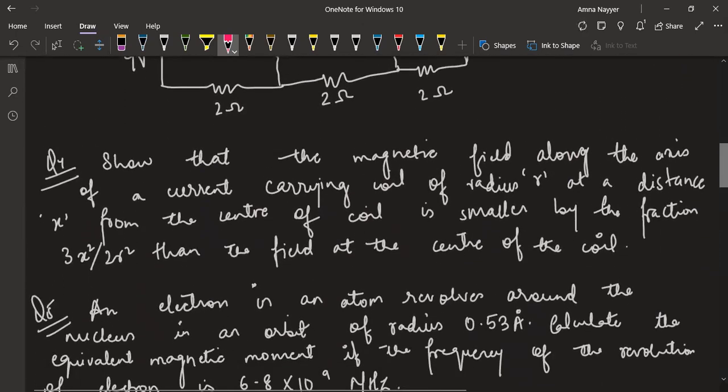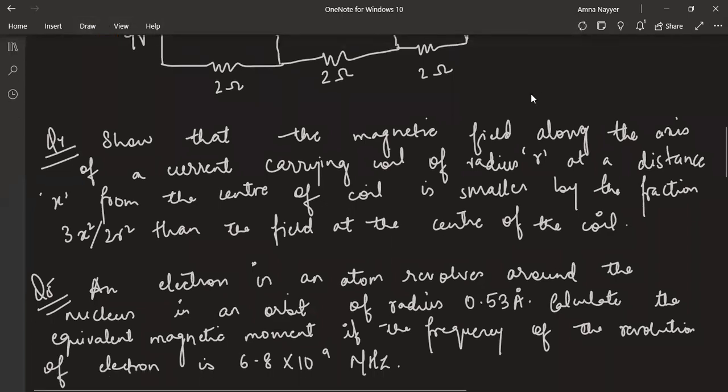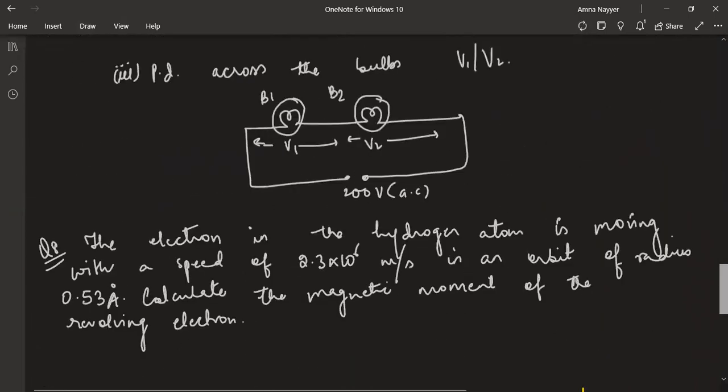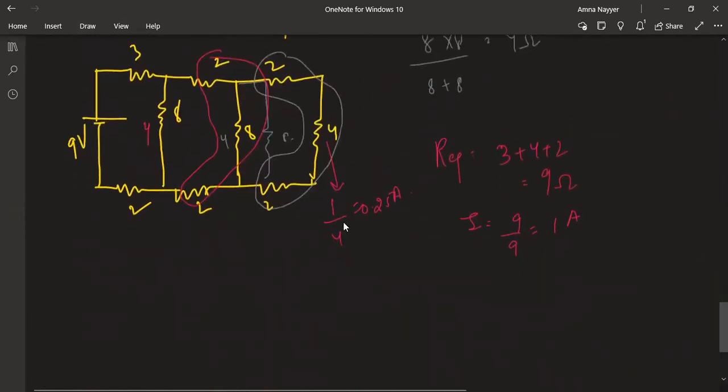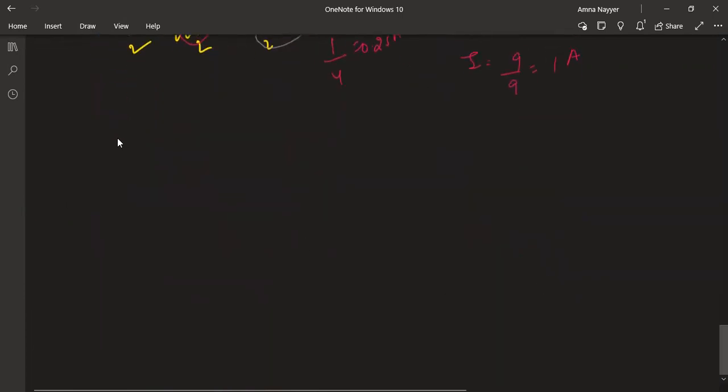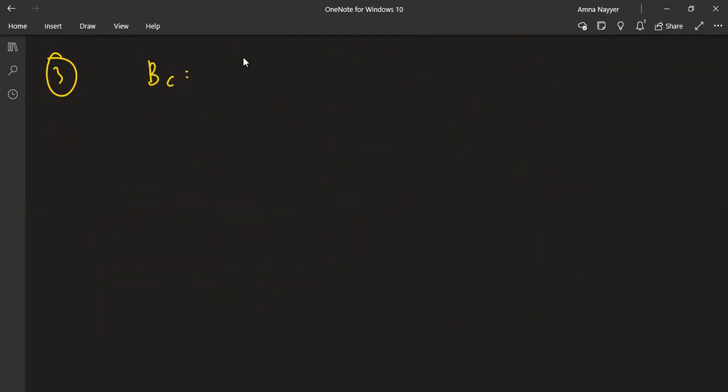This is done. Then next question is that show that the magnetic field along the axis. See here, how do we have to solve this question? Firstly, you will write the magnetic field, this is for the third question. For the third question, see, magnetic field at the center will be mu naught Ni by 2r.